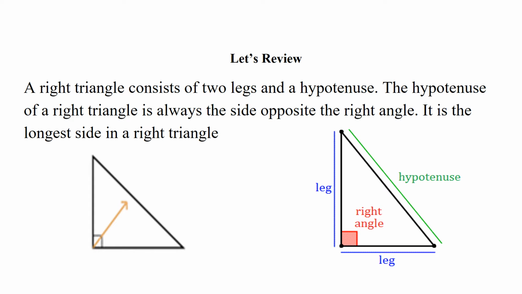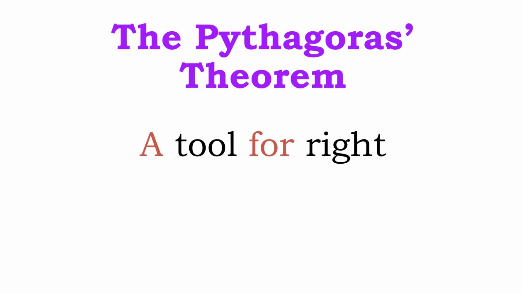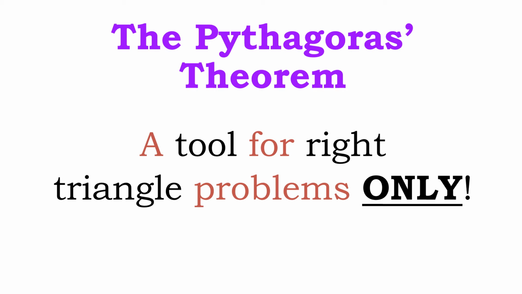Now, in a right triangle, the side that is opposite to the right angle has a special name. It is called the hypotenuse of the triangle, and it is also the longest side of the right triangle. So as is stated here, Pythagoras' theorem is a tool for right triangle problems only, and it is used to find the lengths of sides.